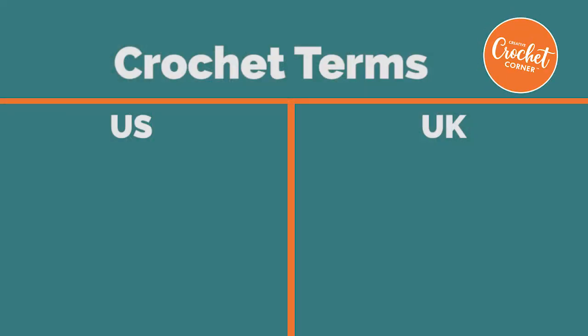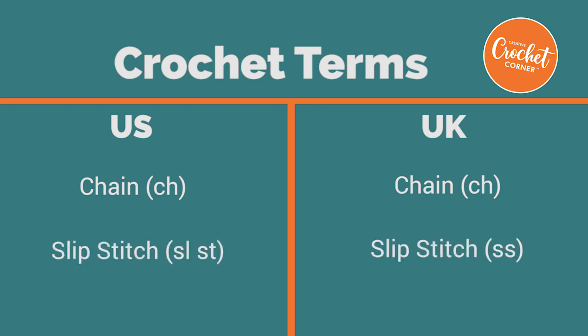So let's take a look at the terminology so that if you find a UK pattern you want to do, you'll know how to translate. The first two I want to talk about are the same in US and UK terminology, and that is chain, abbreviated CH. Now, the slip stitch is the same in US and in UK terms. However, the abbreviation is different. We in the US usually abbreviate it as SL ST for slip stitch. UK patterns often have it abbreviated as SS for slip stitch.